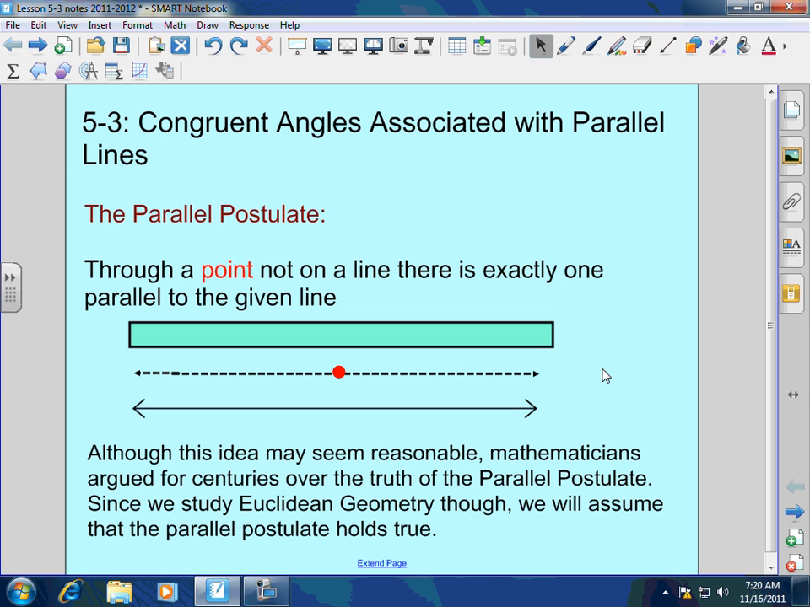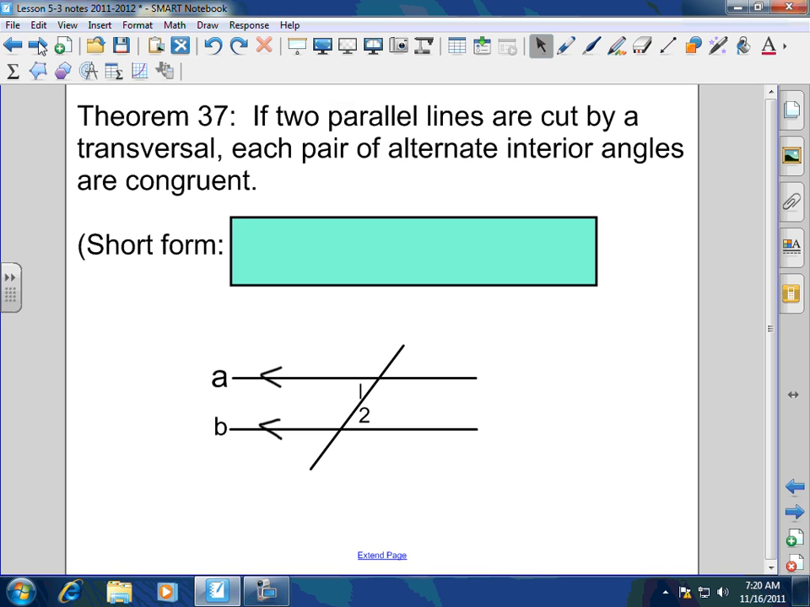A lot of mathematicians argued this for centuries. Basically, since we study Euclidean geometry, there are a lot of different types of geometry. Since we teach and study Euclidean geometry, we're going to assume that the parallel postulate holds true. All right, gentlemen, let's see this in action.